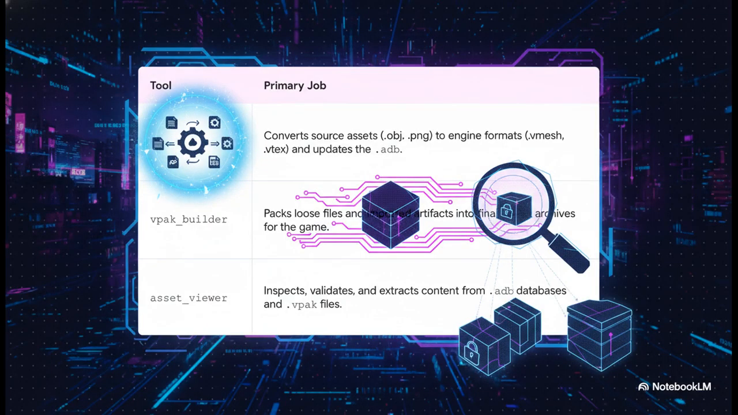First, you have Asset Importer. Its job is to take your source files and convert them into our engine's special formats. Then there's VPak Builder, which, you guessed it, takes those converted files and packs them into the final VPak archives. And finally, you have Asset Viewer, which is kind of like your Swiss Army knife. It lets you peek inside both the asset database and the VPaks to inspect, debug, and just see what's going on.